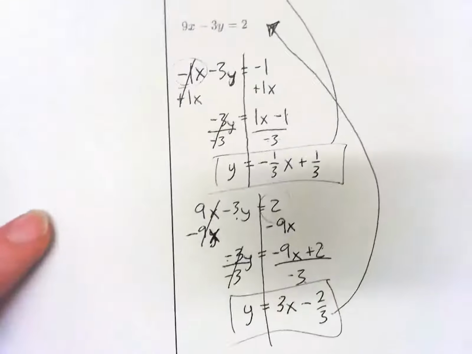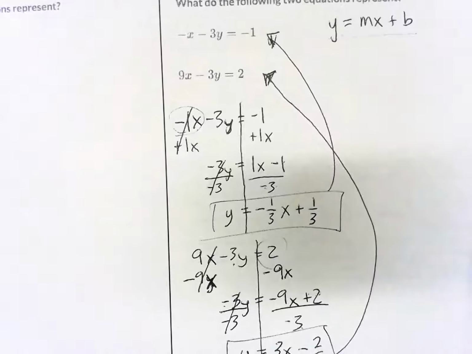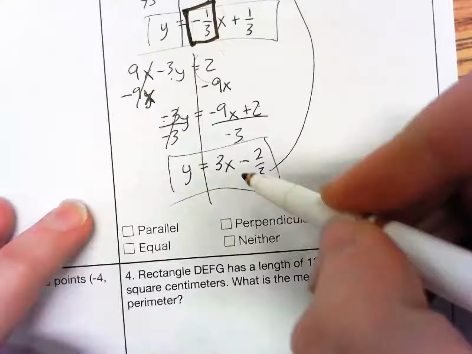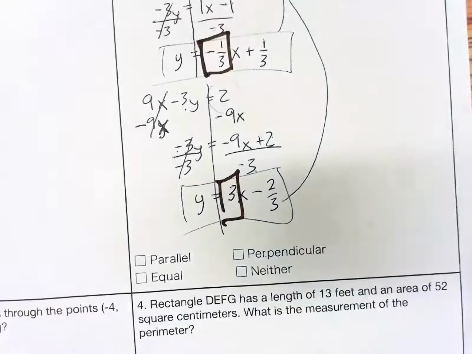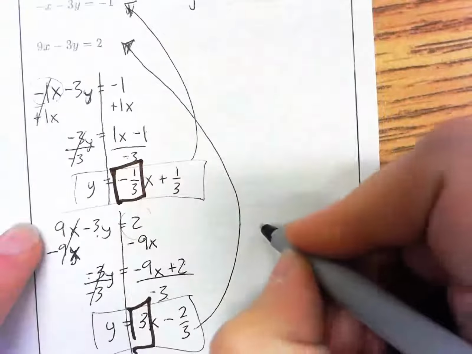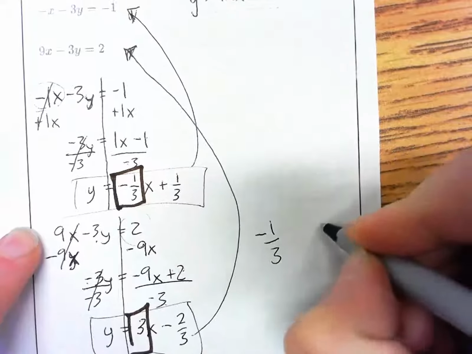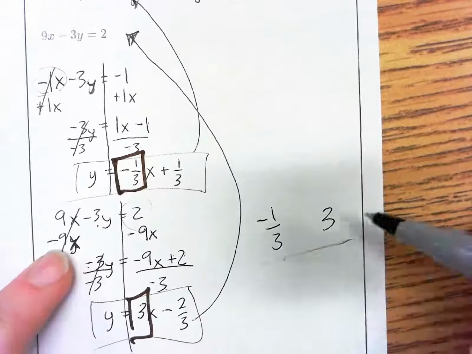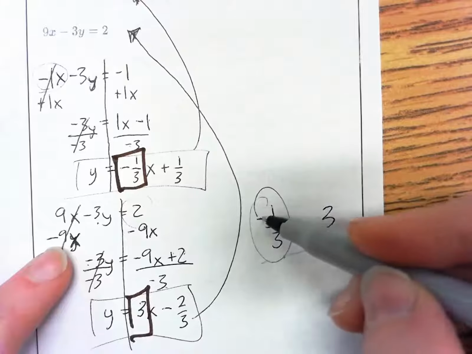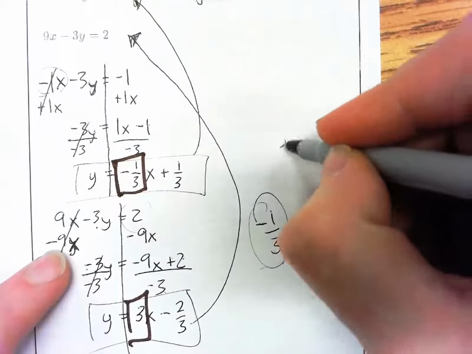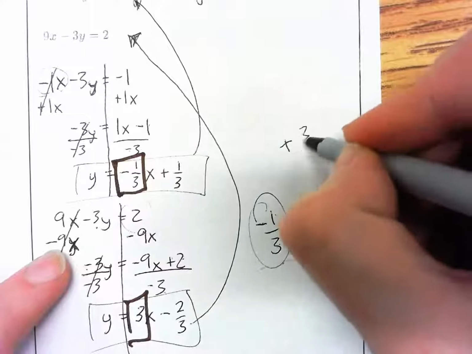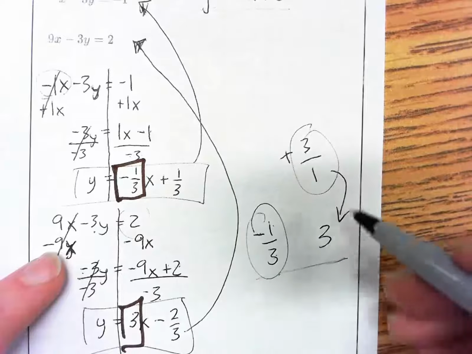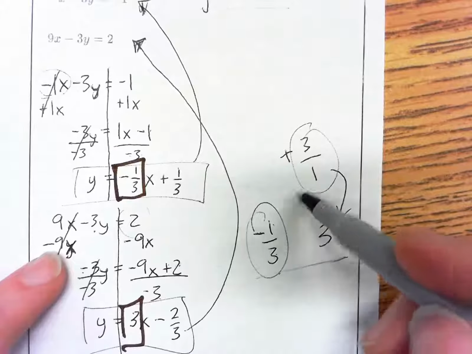So if we look here, our slope in this one is negative 1/3. In this one, it's positive 3. So if I look at those two slopes separately, negative 1/3 and positive 3, those are negative reciprocals. Because if I took this one and I turned it into positive, and then flip these, 3 over 1. Technically, that's the same as positive 3, the whole number 3. So these slopes are negative reciprocals.